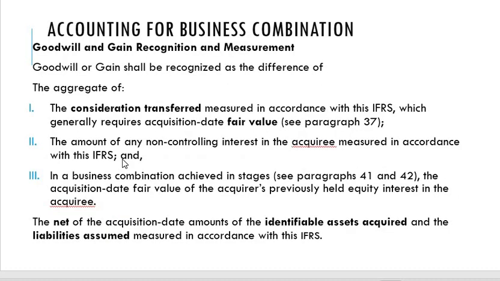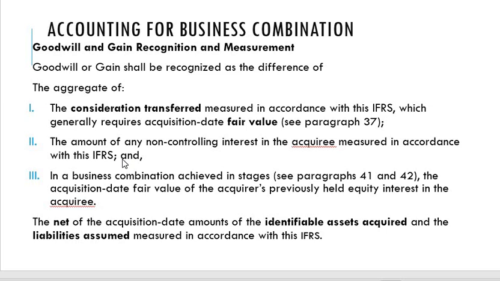So next, how do we determine the goodwill and gain recognition and measurement? Goodwill or gain shall be recognized as the difference of the aggregate, the sum of the consideration transferred, measured in accordance with IFRS, meaning consideration transferred at fair value, plus the amount of non-controlling interest in the acquiree, measured in accordance with IFRS, and, in a business combination achieved in stages, the fair value of the previously held equity interest in the acquiree.